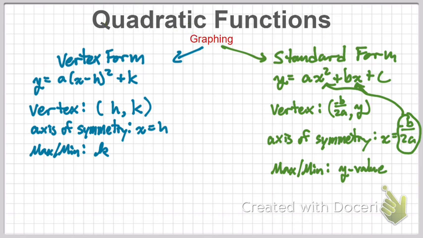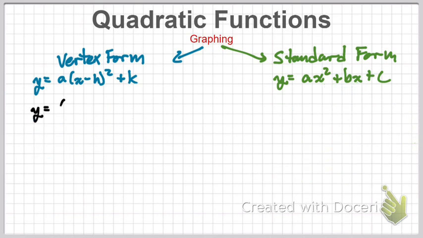Okay, now I want to talk really quickly about how to go back and forth from vertex to standard form. If you just want to get straight to the graphing, stop this video and go to the next one that says part 2. Okay, all right, so let's do an example here. So here's a quadratic function in vertex form.